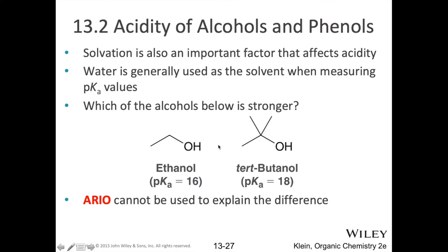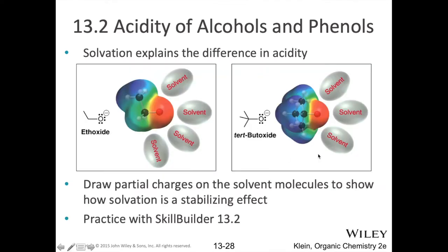It doesn't have any resonance structures. There are no induction effects, so it's really just the bulkiness of this tert-butyl group that makes it hard for something to come in and deprotonate the alcohol group. You can see that here in this picture. Because ethoxide is less sterically hindered, we have more solvent coming in stabilizing that negative charge, whereas when you form the tert-butoxide, there's less of that stabilizing effect.